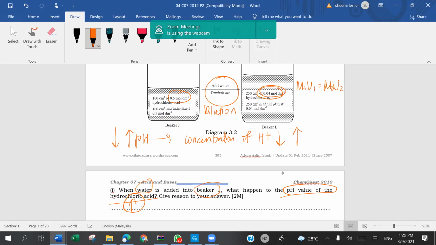Okay, can I have someone answering me the answer? Why has my pH increased? Concentration of hydrogen ion decreases. Very good. Okay, the concentration of hydrogen ions decreases. Any one of you who don't know what I just said, quickly speak up your name. Be brave. In life you must be brave if you don't understand.